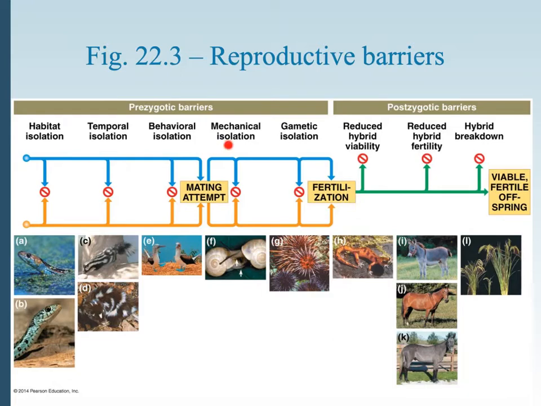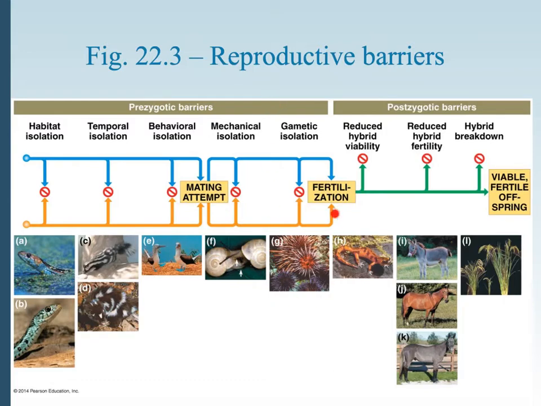And then if mechanical isolation is successful, gametic isolation can also happen. Remember that when we're dealing with gametes, the sperm, if we're dealing with animals, has to actually get to the nucleus of the egg. And so the egg has to allow the sperm to get through that membrane. And so there are cell signals, protein receptors on those membranes that indicate that that should be there.